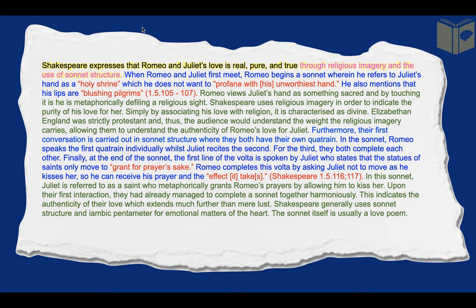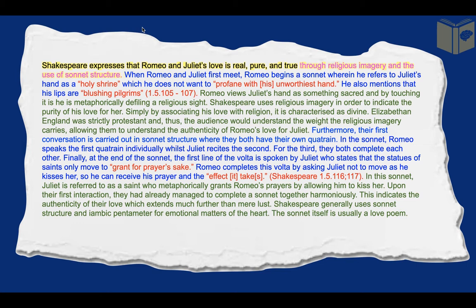It says, Shakespeare expresses that Romeo and Juliet's love is real, pure and true through religious imagery and the use of sonnet structure. When Romeo and Juliet first meet, Romeo begins a sonnet wherein he refers to Juliet's hands as a holy shrine, which he does not want to profane with his unworthy hand. He also mentioned that his lips are blushing pilgrims. There's my evidence. Let's analyse it.